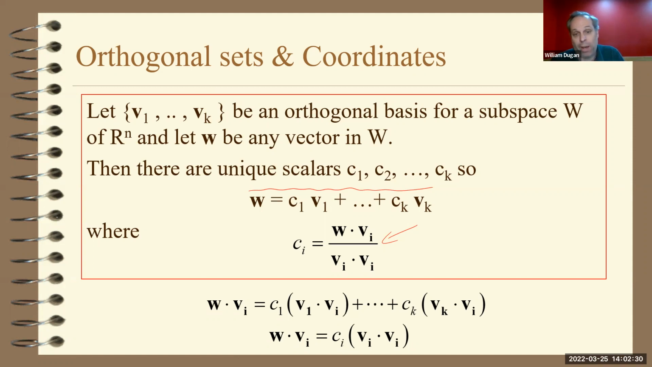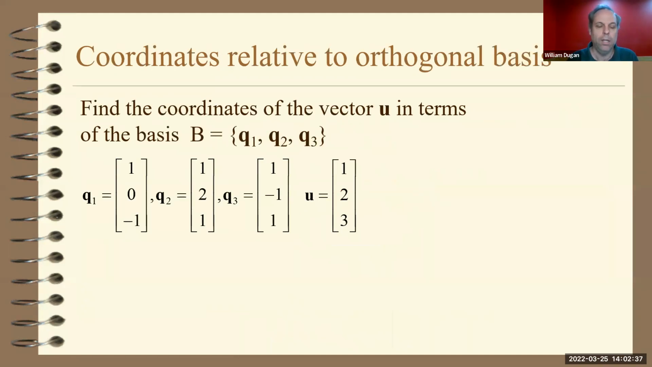It's just a bunch of dot products, and we divide them. And it's not even difficult dot products. So I'll show you what I mean. We'll do one. We already know that these vectors q1, q2, q3 form an orthogonal basis for R3, because they're orthogonal, and the dimension of R3 is 3, and there's 3 such vectors. So they form an orthogonal basis for R3.